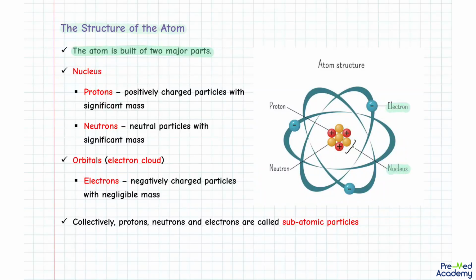The nucleus is located at the center of the atom and is very dense and small relative to the total size of the atom. In the nucleus, you can find protons and neutrons. The protons are particles with a positive electric charge, and the neutrons are neutral particles, meaning they have no electric charge. Both protons and neutrons are large particles with more or less the same mass.